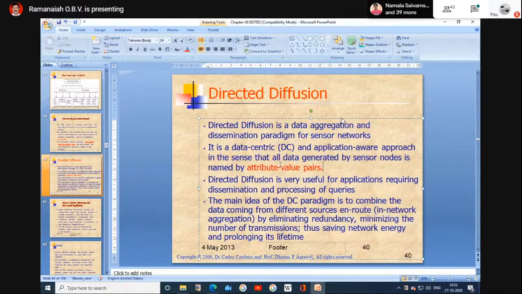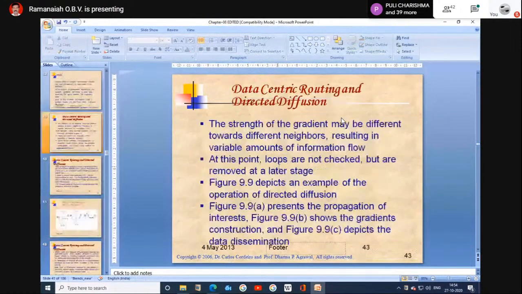The second thing: this protocol is very useful for applications where dissemination and query processing are essential. So queries: who is giving the query, and to whom? The query is given by the base station. So it is diffused; that is, a flooding-based broadcast approach is used. You can understand that in the diagram.